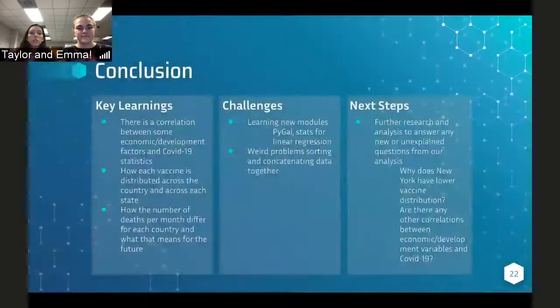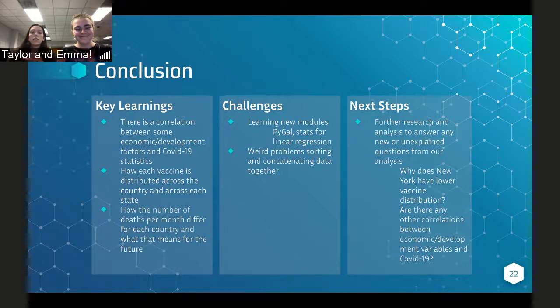So for our conclusion, some key learnings we have were that there is some sort of correlation between economic and development factors and COVID-19 statistics, and how each vaccine is distributed across the country and across each state, and also how the number of deaths per month differ for each country and what that means for the future. Some challenges we had were learning some new modules, and sorting and concatenating data. Some potential next steps are further research and analysis to answer any new or unexplained questions from our analysis.